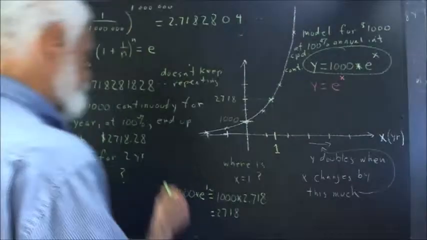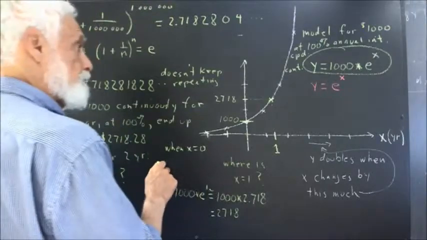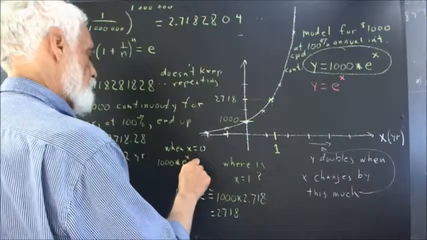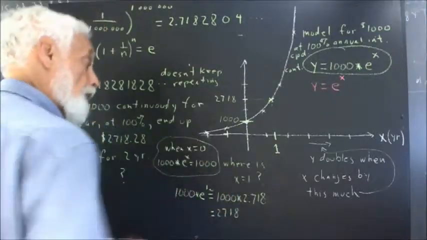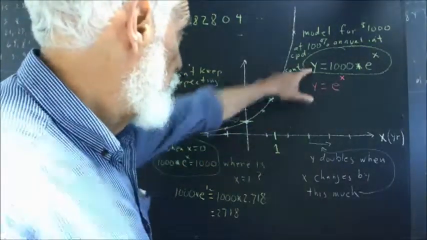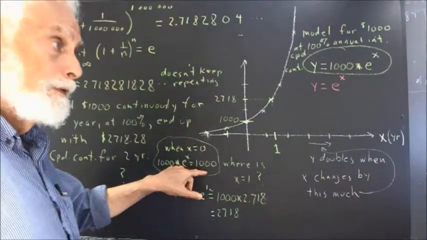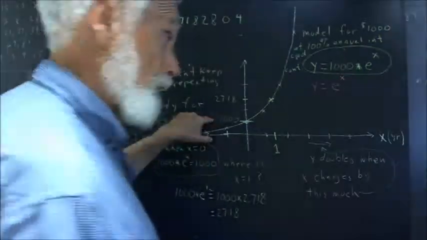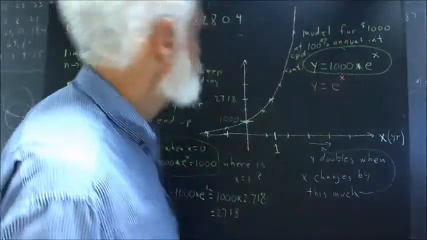So when x equals 0, 1,000 times e to the x has to equal 1,000. So that means that if we want to label this to be the graph of this function, when x equals 0, y has to equal 1,000. Well, here's where x equals 0, so we've got to put 1,000 here. We've got to put that there, okay? We have no choice if that's going to be our function because e to the 0 is 1.